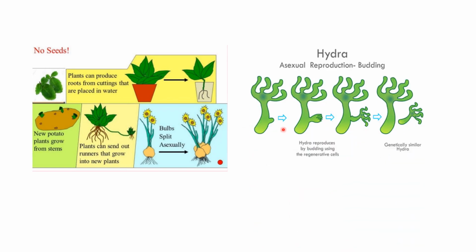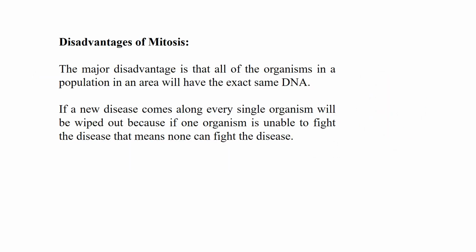Hydra produces asexual reproduction by budding. A bud is an outgrowth that arises on the surface of the body. The genetic material will transfer to this bud. Hydra reproduces by budding using regenerative cells. Then when it matures, the genetically similar Hydra will detach from the main part. Then it will produce new Hydra cells due to the process of mitosis.